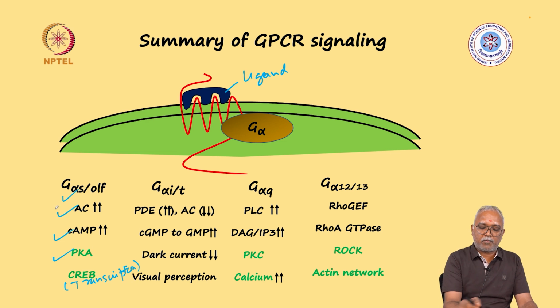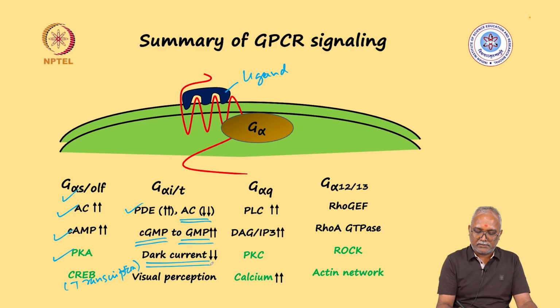Then the other one, having opposing function, G alpha I, decreases the activity of adenylyl cyclase and increases the activity of phosphodiesterase. This leads to an increase in the linear GMP-like nucleotide and less of the cyclic molecule, which affects the current flowing in the photoreceptor cells and affects visual perception. We saw these examples in the previous classes.